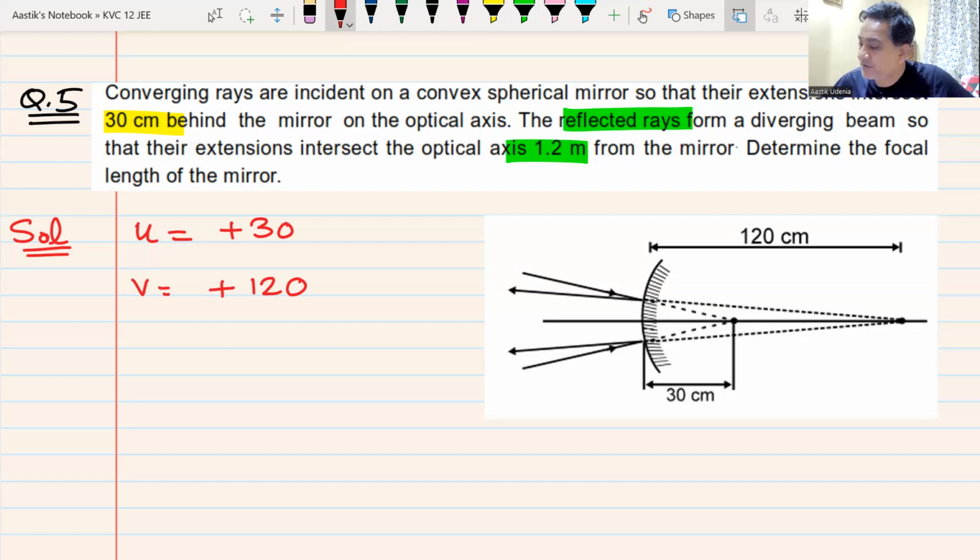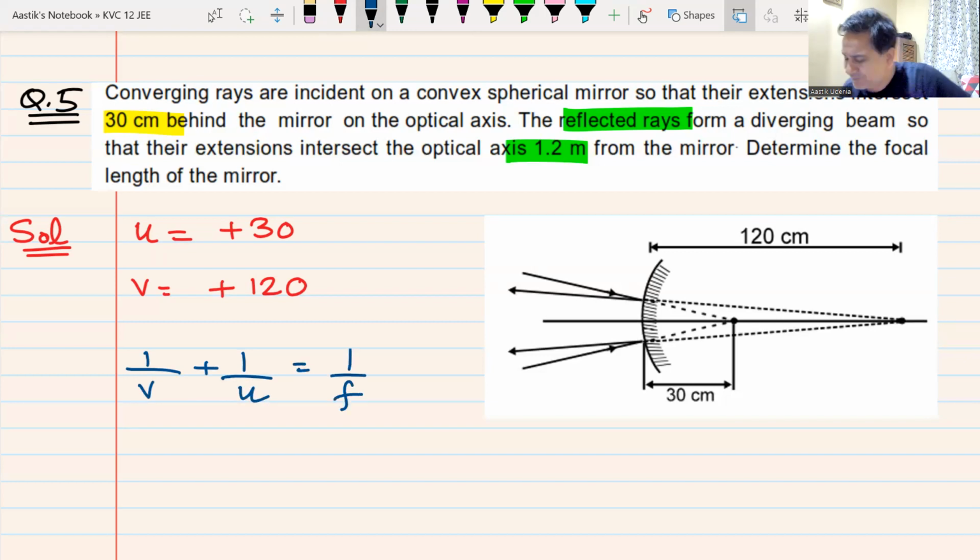Now you can just put it in the only formula that we have known, 1 by v plus 1 by u is equal to 1 by f. You must be wondering why I write 1 by v first. Normally in the books you will see 1 by u plus 1 by v. I always say 1 by v plus 1 by u because we are going to encounter a similar formula in lenses, and then we will call it 1 by v minus 1 by u. So I get in the habit of calling it 1 by v plus 1 by u.